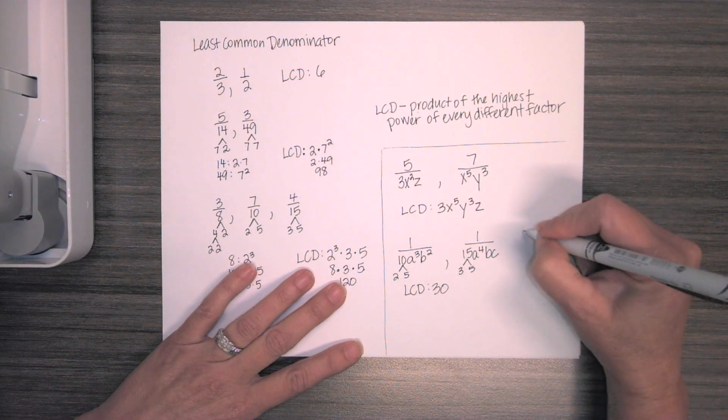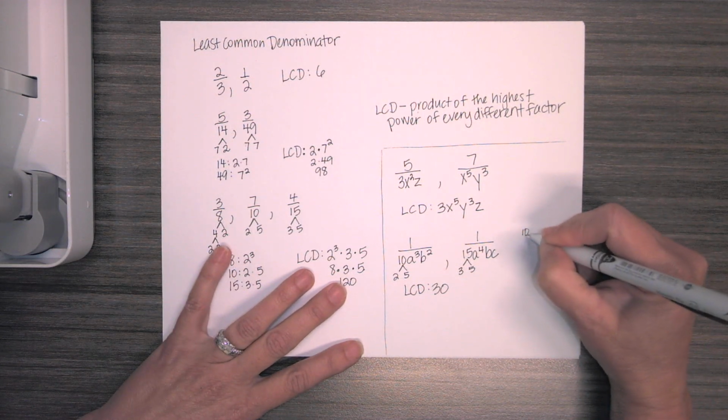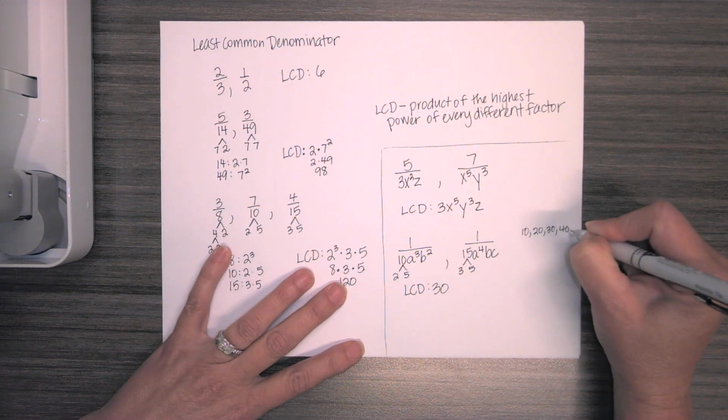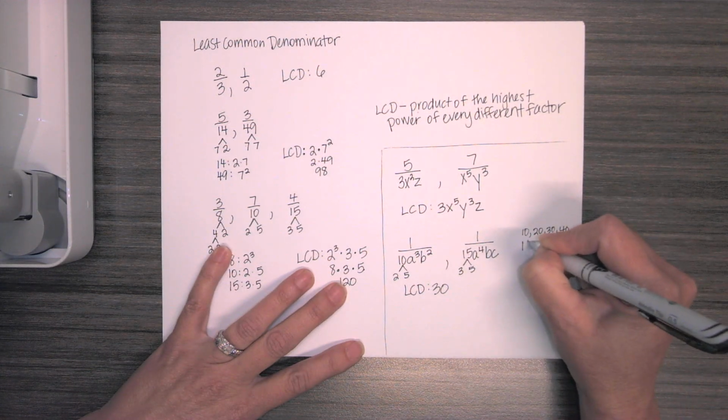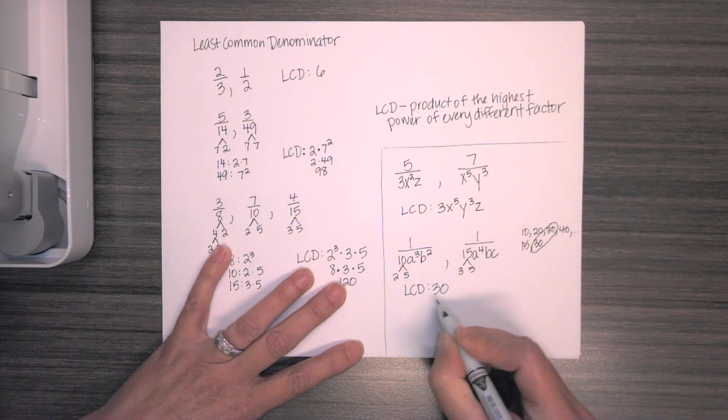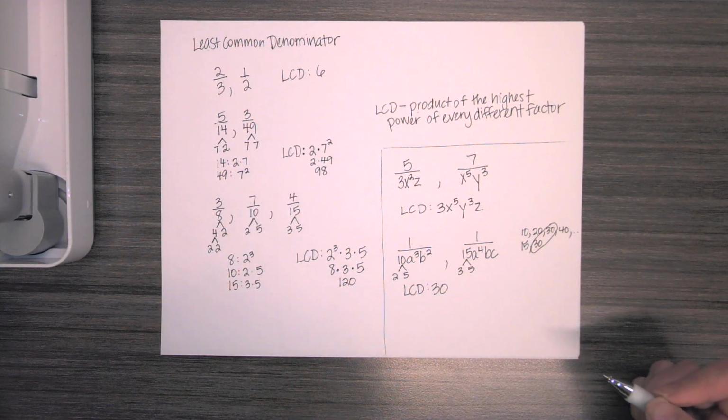You could also find that by listing multiples of 10, 20, 30, 40, etc., and multiples of 15, and the first one you get to that they have in common would be the least common denominator for the coefficient part.